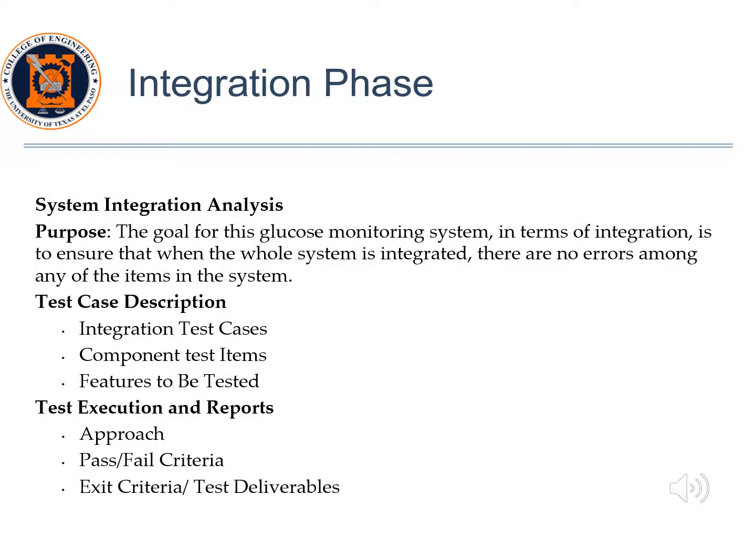(7.4) Integration phase. The goal for this glucose monitoring system in terms of integration is to ensure that when the whole system is integrated, there are no errors among any of the items in the system. It also ensures that requirements are fulfilled by this integrated system and that data flows within the system as it's supposed to. Any errors in these areas could cause harm to the patient.